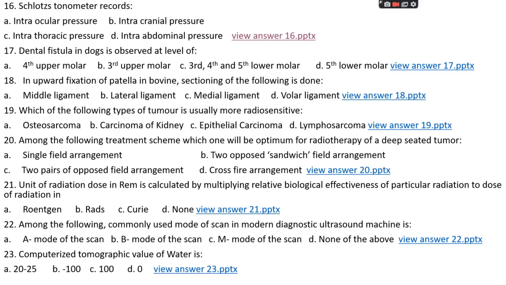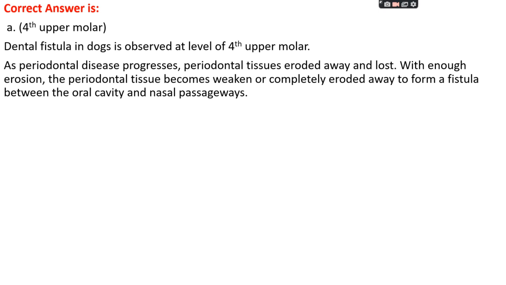Question number 17. Dental fistula in dog is observed at the level of: option A, fourth upper molar; option B, third upper molar; option C, third, fourth, and fifth lower molar; or option D, fifth lower molar. The right answer is option A, the fourth upper molar. Dental fistula in dog is observed at the level of the fourth upper molar.